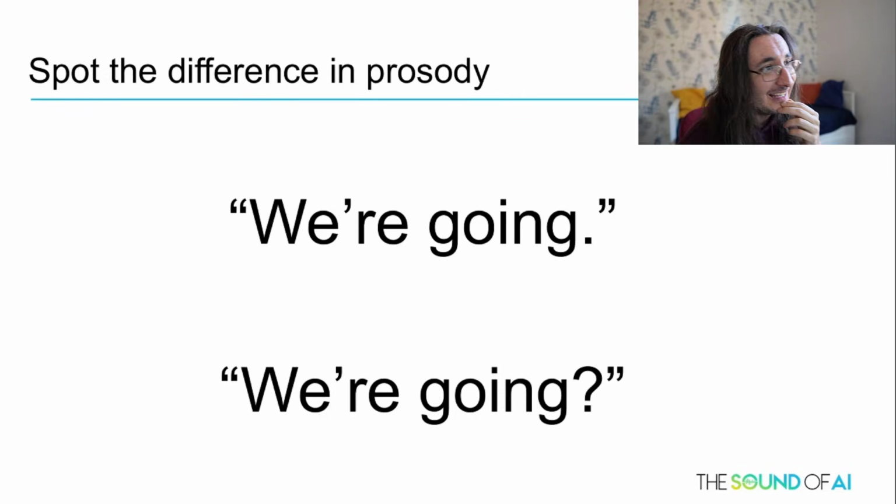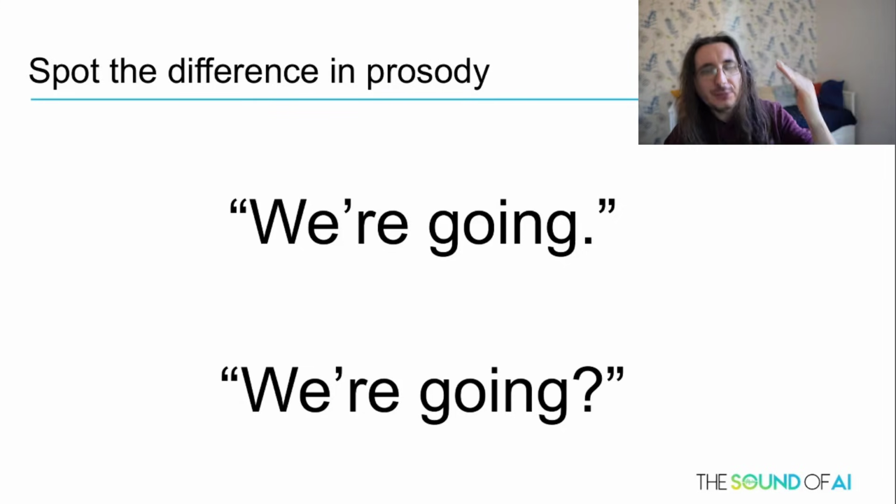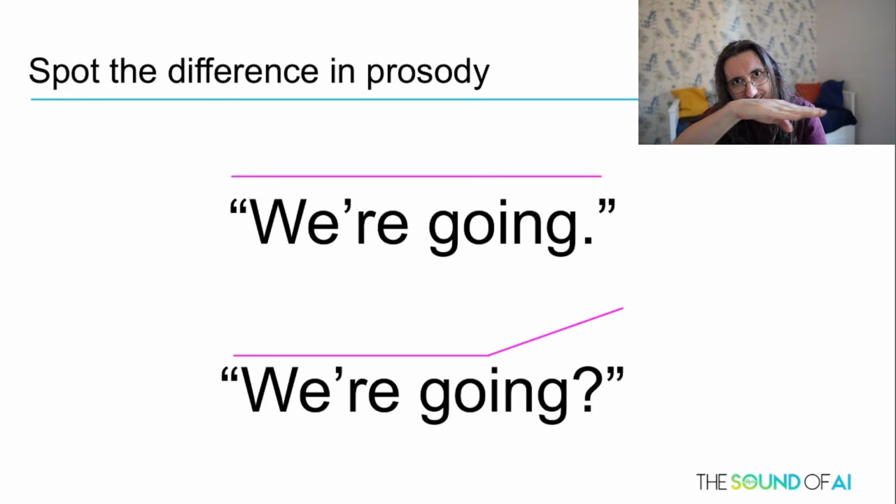This is an interesting one to spot the difference in prosody. We're going. We're going. I'm saying the same thing. I'm using the same phonemes, but the prosody is different, right? And we can call this pitch contour. So the pitch, the frequency of how we utter a certain sentence, for example. Here, this clause, we're going. In the first case, we're going, it's neutral. So the pitch contour is stable, but in the second, we have a question.